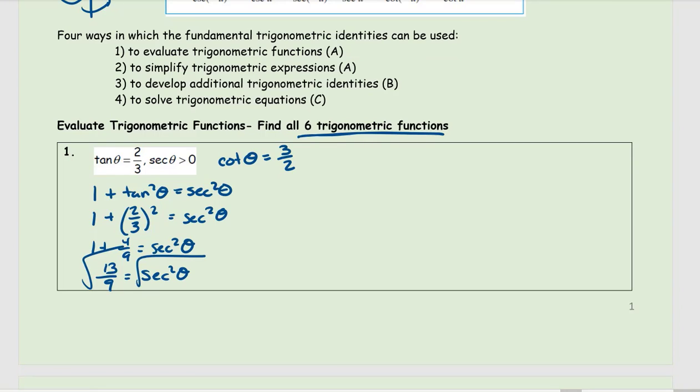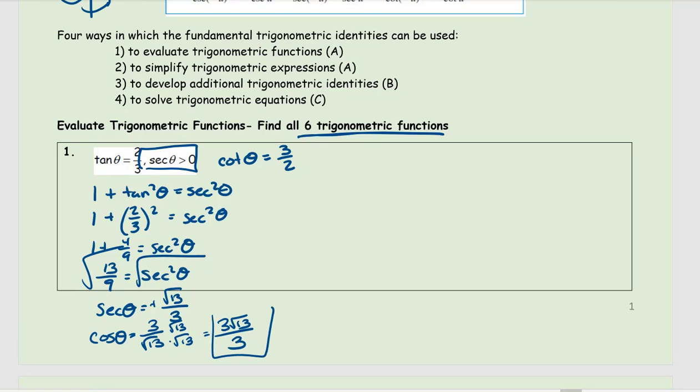To solve for secant, we take the square root of both sides. So secant of theta is equal to the square root of 13 over 3, since the square root of 9 is 3. From above, we remember that secant is greater than 0, so this is positive root 13 over 3. Now, because we have secant, we can also find cosine. Cosine of theta is 3 over the square root of 13, and we rationalize by multiplying the top and bottom by root 13, so we get 3 root 13 over 13. Okay, so you now have 2/3 of your problem solved.